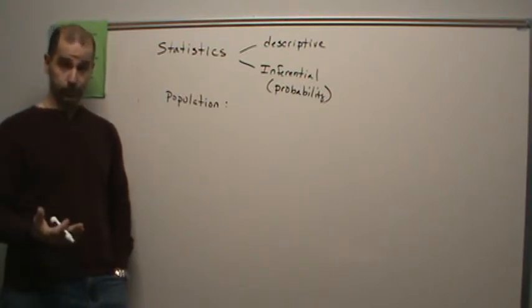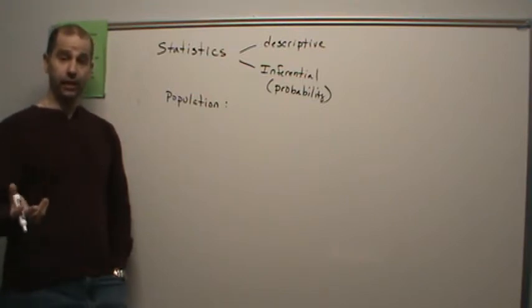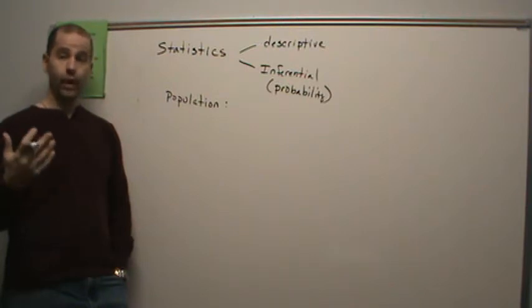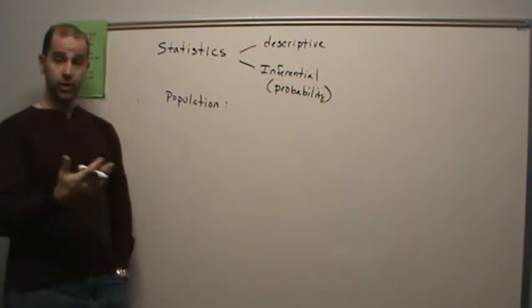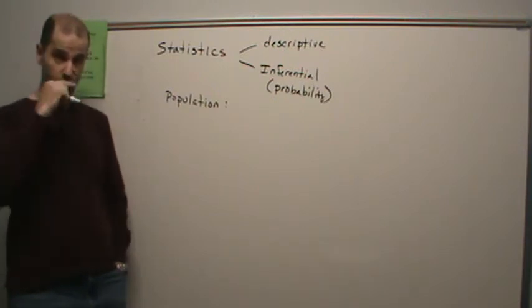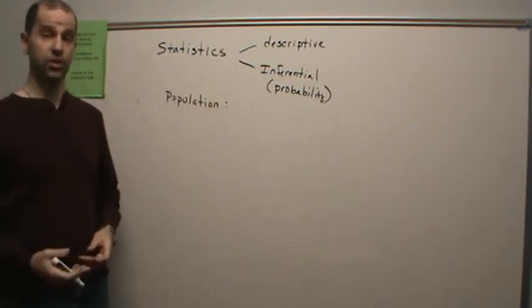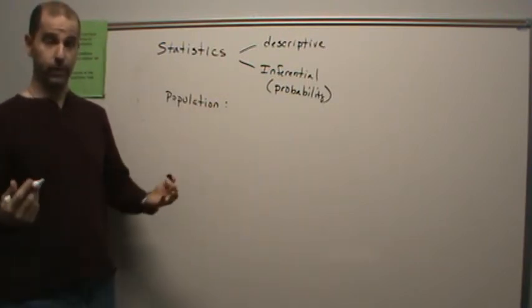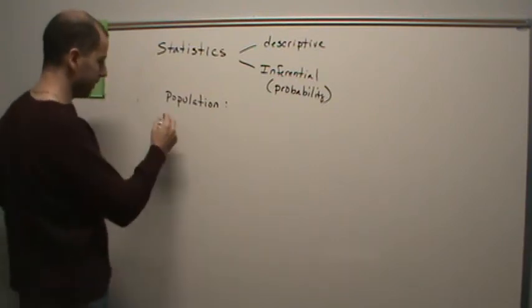So for example, if I wanted to find the average height of all US adults, then the population that I would want to study is all US adults. That's what I'm trying to learn something about. So the population would be every US adult. The next part of that is sample.